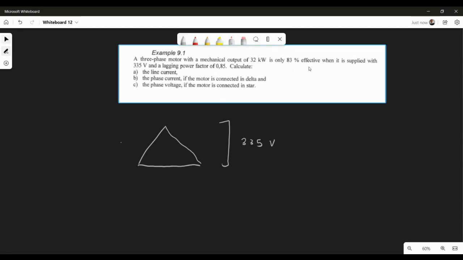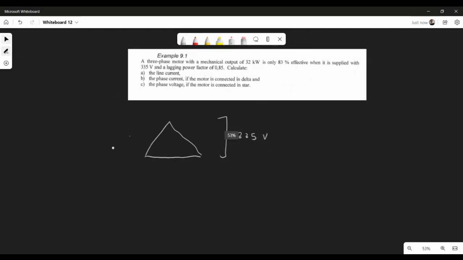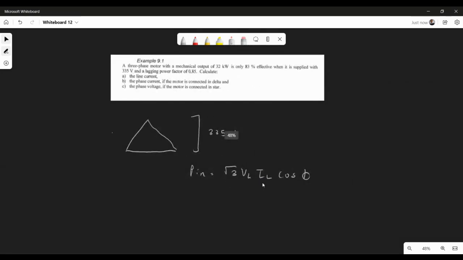There are a few characteristics which I'm not going to worry about, but the idea is to first find the line current. So as you learned, your new formula for P in will be VL IL cos of phi. And what we need to find is this quantity over here. But obviously we have the output of the motor.